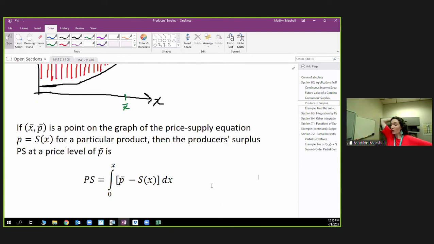So the wording of this definition is pretty much exactly the same as consumer surplus. We're just switching out demand for supply and consumer for producer. But now our integral is 0 to X bar again, but now we're doing the P bar first, P bar minus S of X, so the price supply equation. So just switching that order there is important.